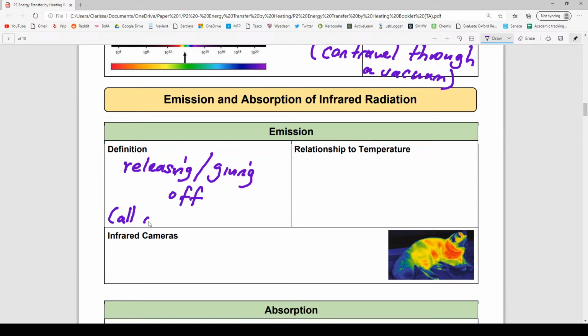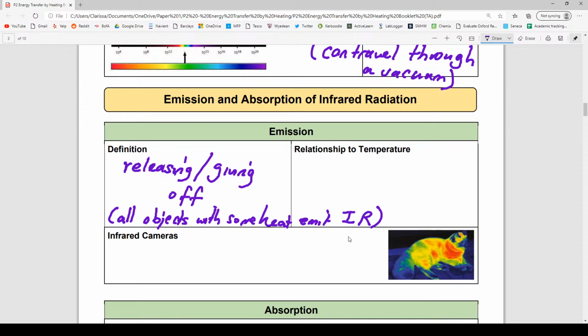And all objects with some heat have this. Emit. I'm going to write IR for infrared radiation. So, for example, you have some heat. Even though you don't feel it, you are giving off some infrared radiation.